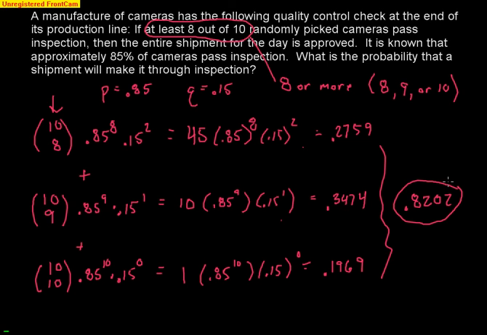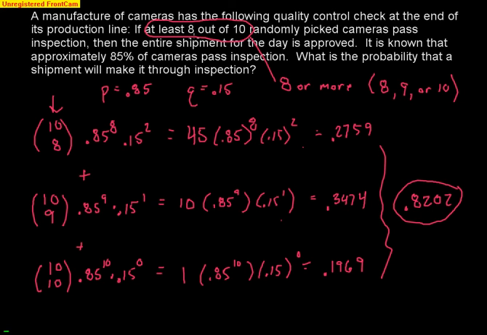That's because I have to have at least 8 out of 10 cameras be chosen, and at least 8, meaning 8, 9, or 10, have to be successful for me to pass that shipment on as an okay shipment. That means the opposite of that would be 1 minus 0.8202. That means there's about a 17, or if you just want to round it, 18% chance that it gets rejected. And that would mean we would have 7 or less. So 7, 6, 5, 4, 3, 2, 1, or no successes. All right? So hopefully that makes sense.